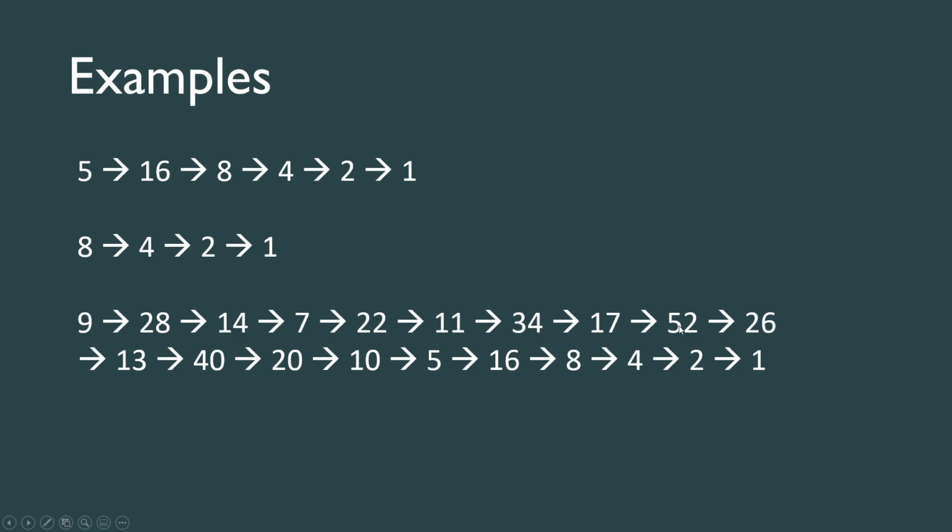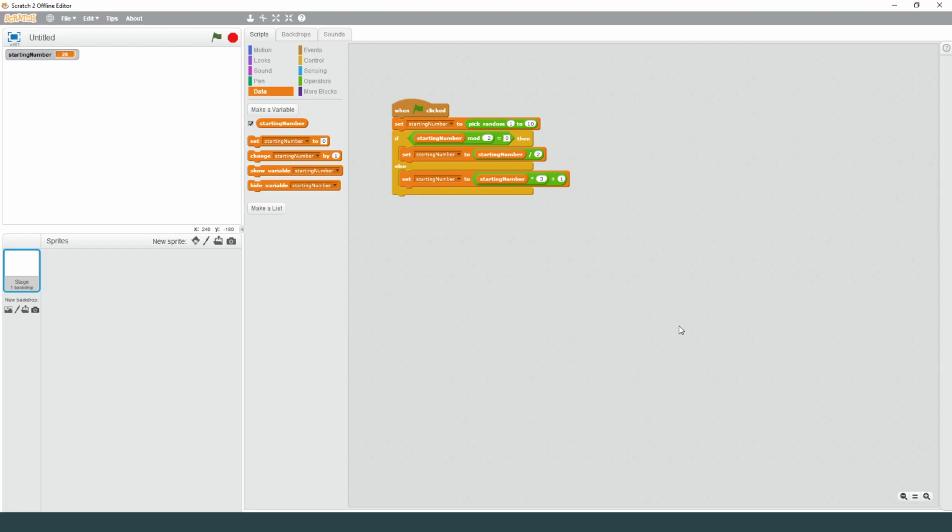Well, fortunately, Scratch has a fantastic tool for that. It's called a list, okay? If you're familiar with another programming language, then usually the term array is used, but we'll call it a list for simplicity, and that's exactly what Scratch does. So I'm going to click on Make a List. And what's this list going to contain? It's going to contain my sequence of numbers.